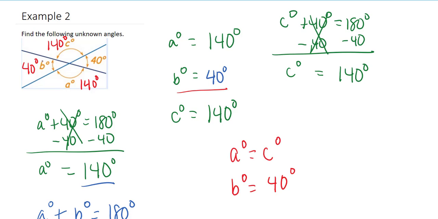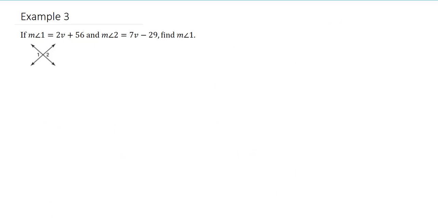So let's do another example. Example 3. If the measure of angle 1 is equal to 2v plus 56, and the measure of angle 2 is 7v minus 29, find the measure of angle 1. What we learned from the previous example is that angle 1 has to be equal to angle 2, based upon them being vertical angles. When two lines cross, those angles are equal.